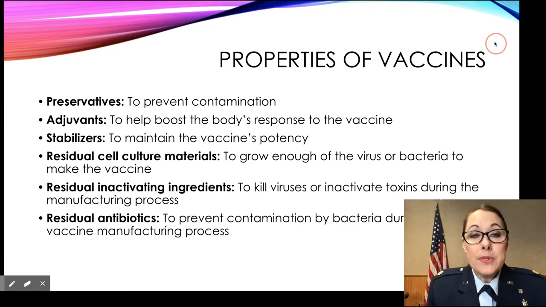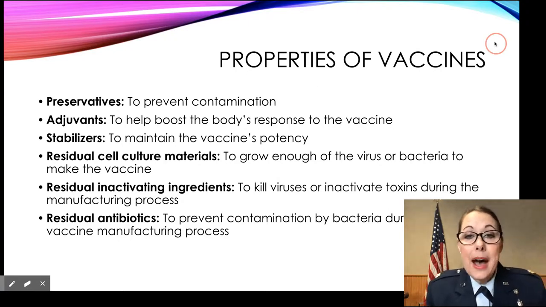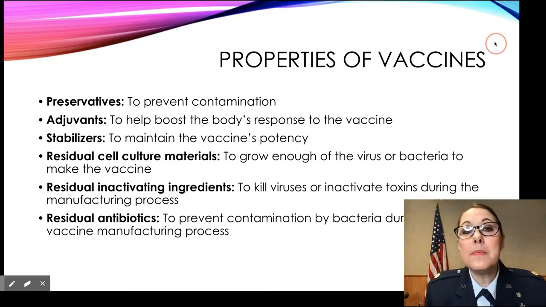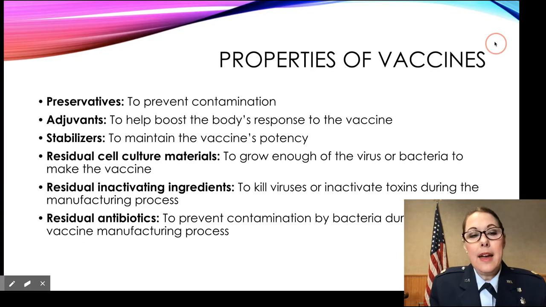So preservatives are used to prevent contamination. We use adjuvants to help boost the body. That's what really gets your body agitated enough to make or create a response. Stabilizers are used to maintain the vaccine potency. And then we have residual cell cultures. So maybe there might be a little bit of that still in the vaccine, and some inactivated ingredients as well that are in there from the processing part of the vaccine. And they also might put some antibiotics in there as well.